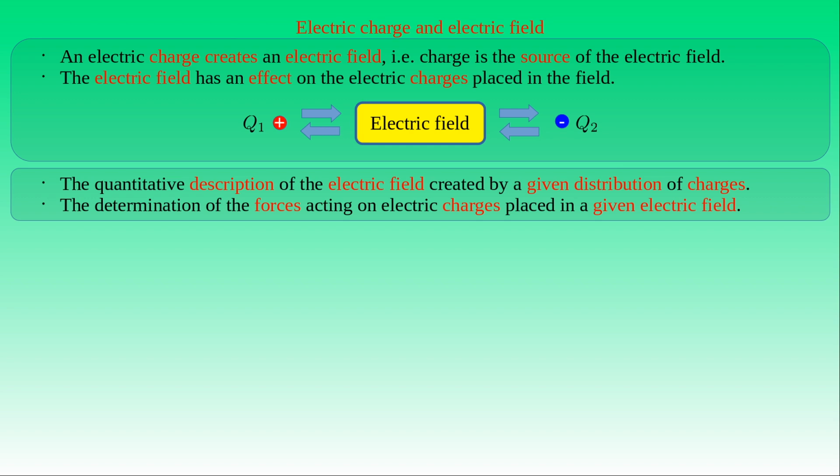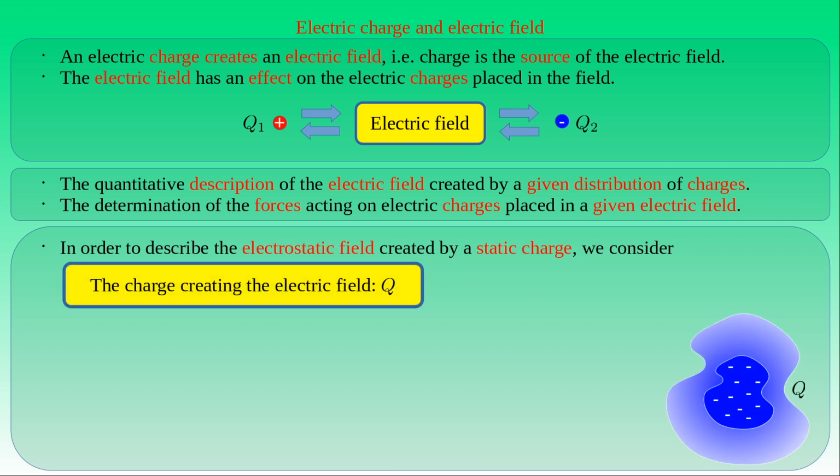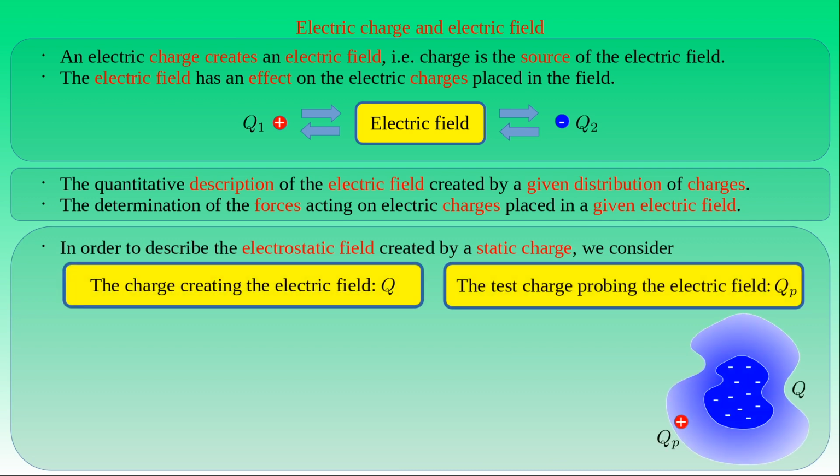In order to determine the electrostatic field created by an electric charge at rest, we handle the charge Q creating the electric field separately from the charge QP probing or testing the electric field. We call the charge QP test charge and use the subscript P for probe to avoid the usage of the letter T, which normally indicates time dependency.